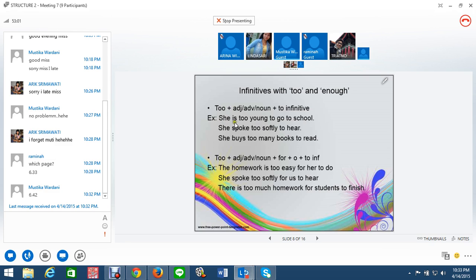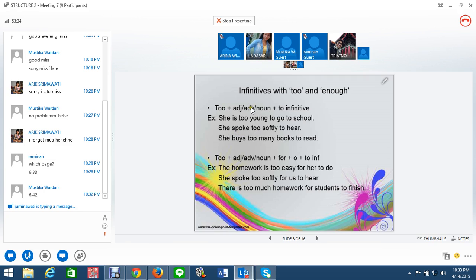So the first sentence is too plus adjective and to infinitive. She is too young to go to school. She, as a subject, is here as a to be. Too. Young here is an adjective. To go is a to infinitive, and to school, followed by to, is the complement, right?